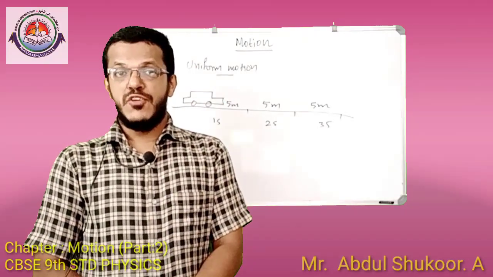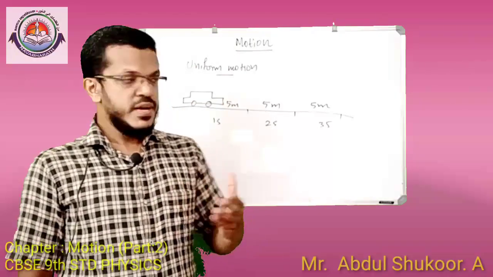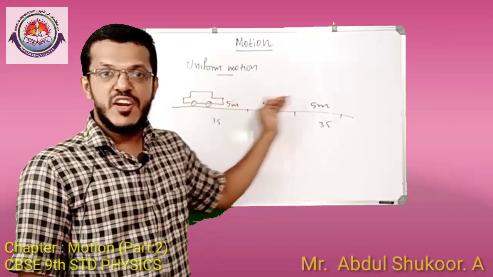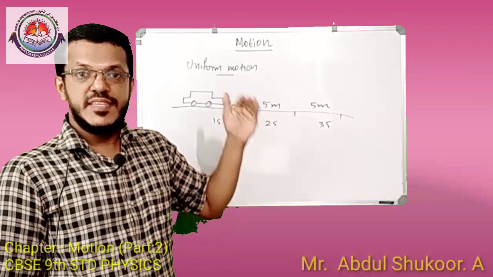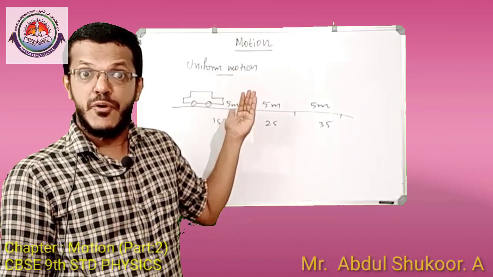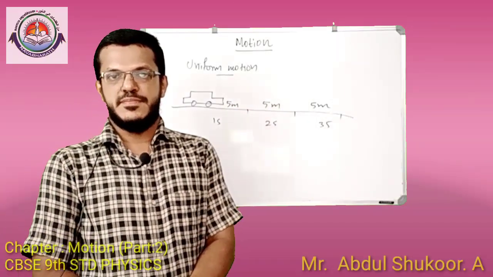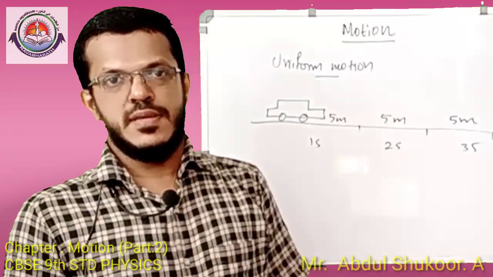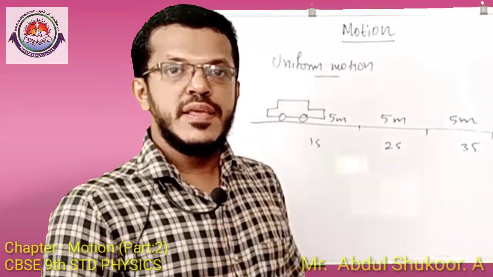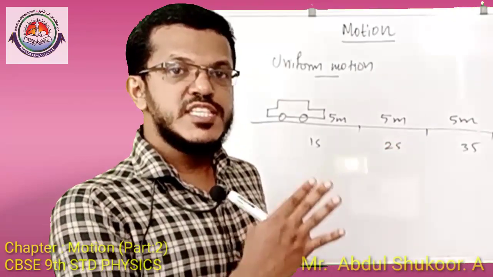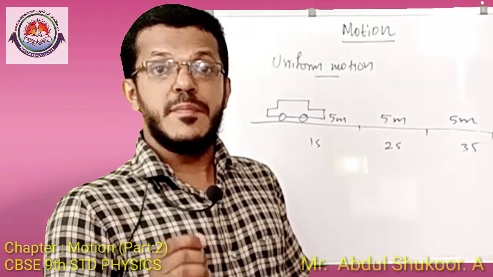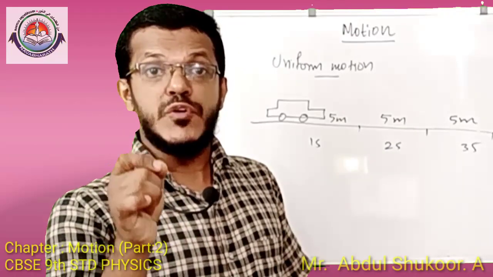For example, if a car travels equal distances in equal intervals of time, then we can say that this car is in uniform motion. Do you understand? Yes. If a man is running and covers equal distances in equal intervals of time, that man is in uniform motion.